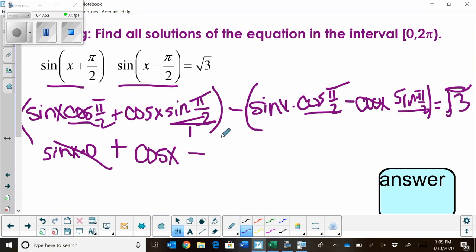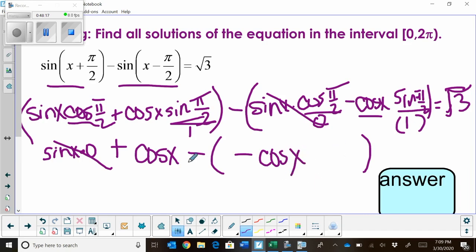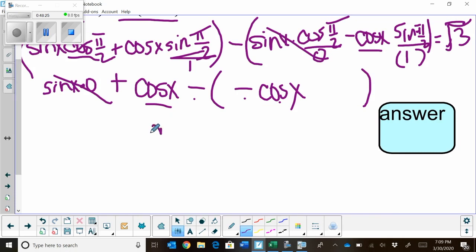Now we're going to subtract this entire quantity, so we have to be careful. Sine x times cosine of pi halves. Well, didn't we just say cosine of pi halves is 0? So this part is gone. And then we have minus cosine x times sine of pi halves, which is 1. So we have a negative cosine x inside here. Okay, so what have we actually got left? We have cosine x minus a negative cosine x. Well, that double negative is just a positive. So that's going to be cosine x plus cosine x.